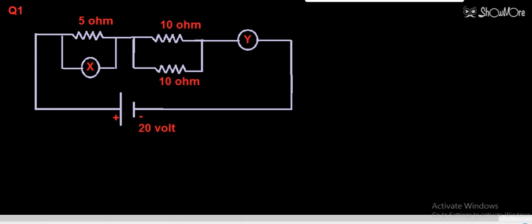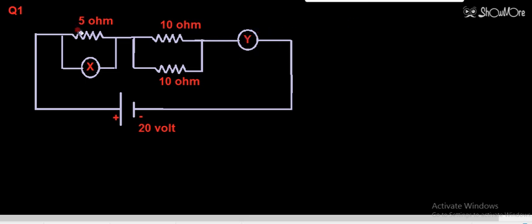I am repeating the question, you can note it down. The first question is saying, find the device X and Y, means what is the name of device X, what is the name of device Y, and find the reading in X and Y. So this is question number 1. Now we are going to solve this one.